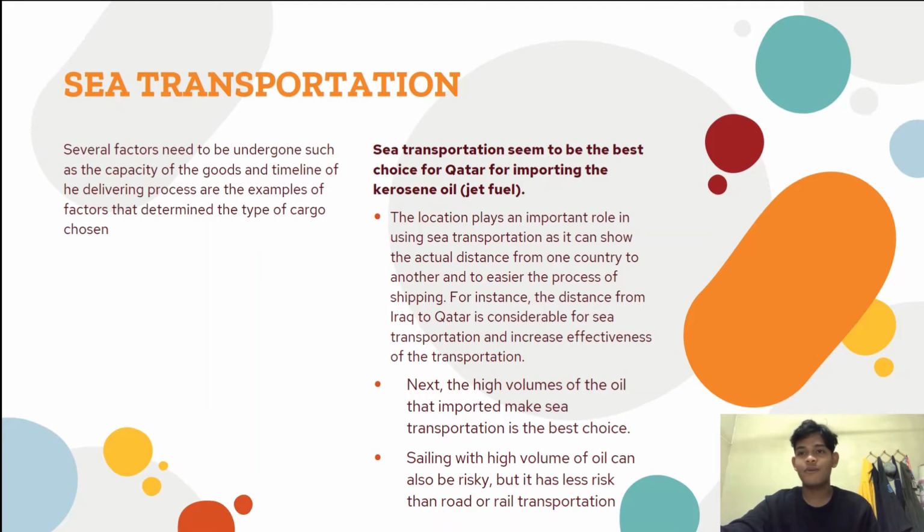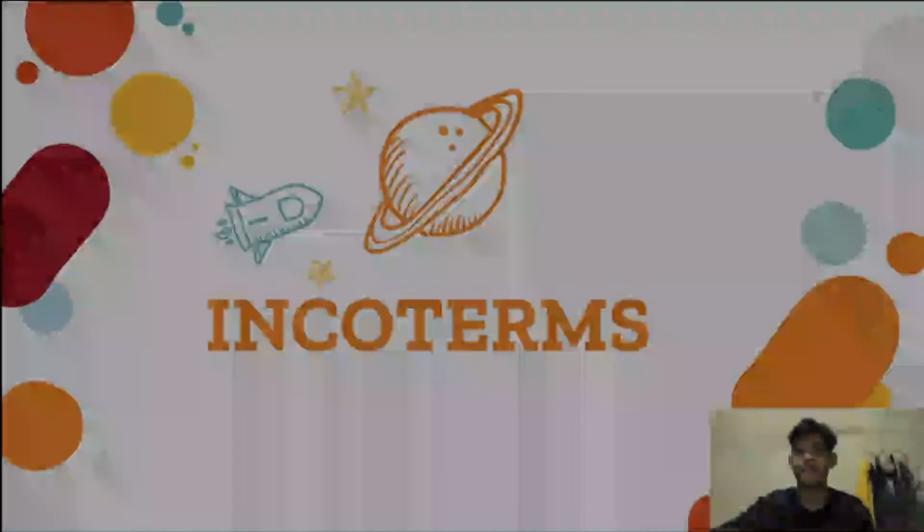Next, the high volume of oil being imported makes sea transportation the best choice. Shipping a high volume of oil can actually pose a risk for road and rail transportation. So sea transportation seems to be the best transportation method for this activity.